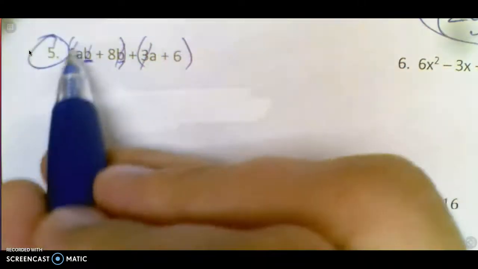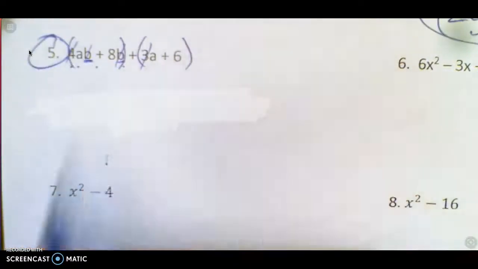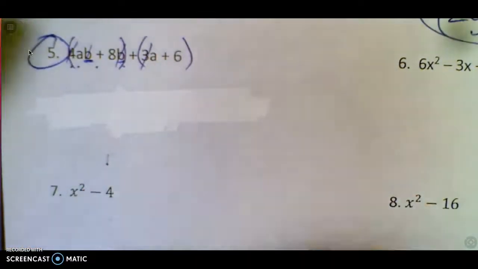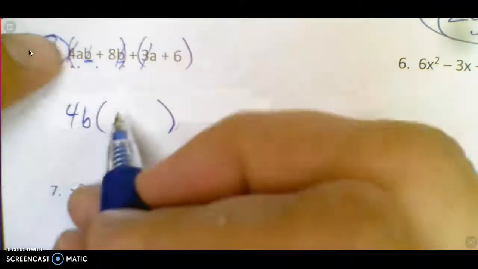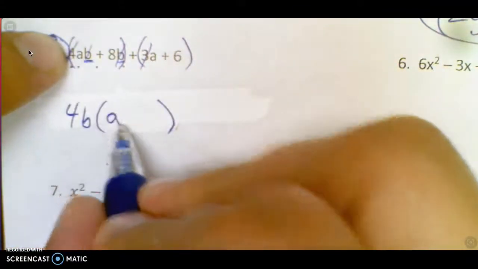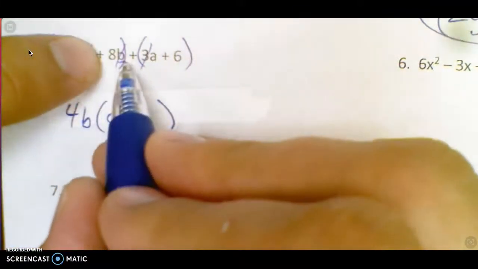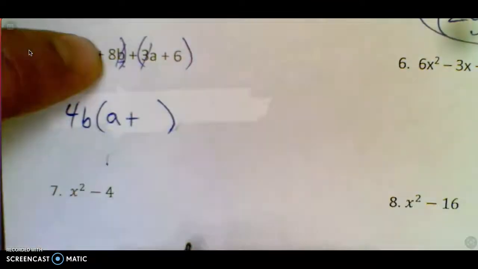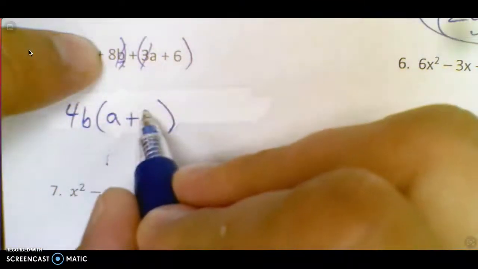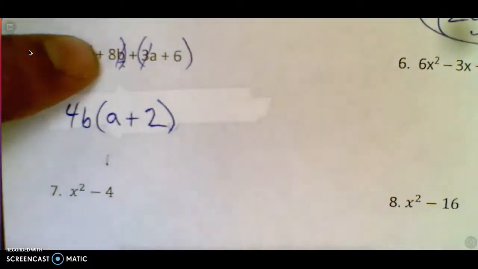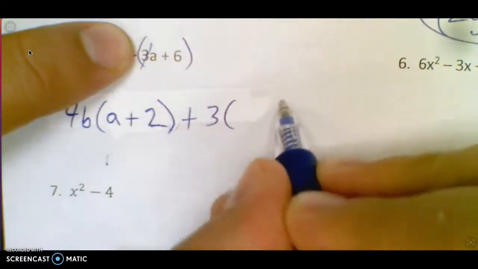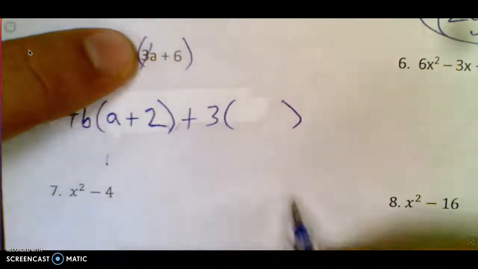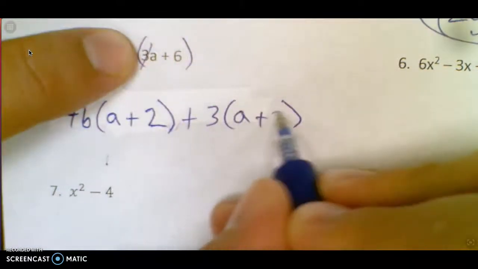Since there are 4 pieces, I'm going to chop them into 2 and 2. And I'm going to take out a 4b from this first chunk. See how there's a 4 and a b? Now if I take out a 4b, all that's left from the first part is a. If I take out a 4b from here, dividing it out makes 8 divided by 4 is 2, and the b just goes away. In the back, they're both divisible by 3. So if I take out a 3 here, it's going to be a plus 2.